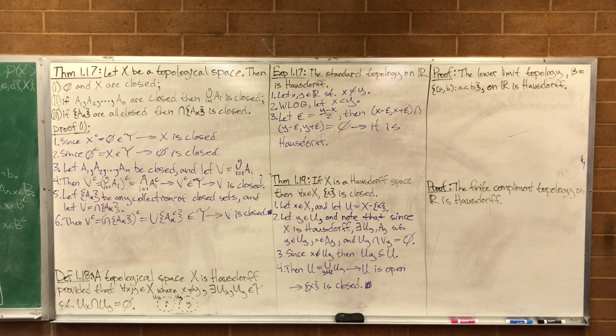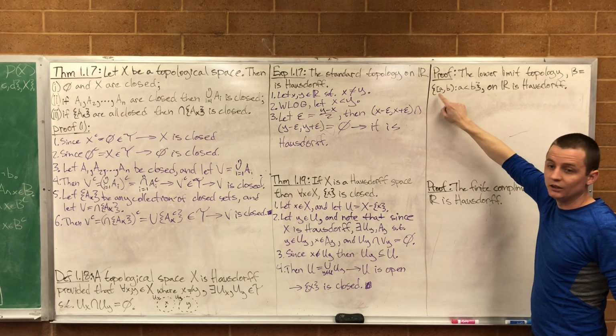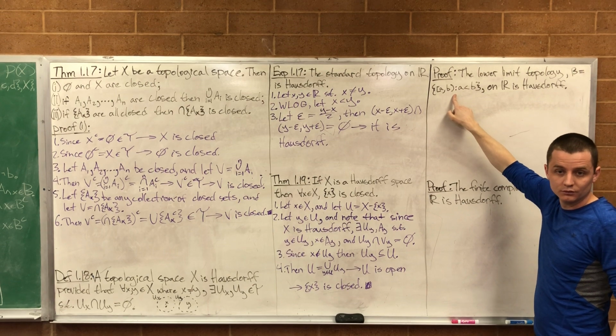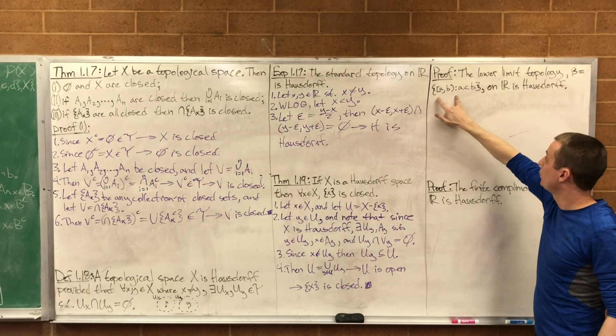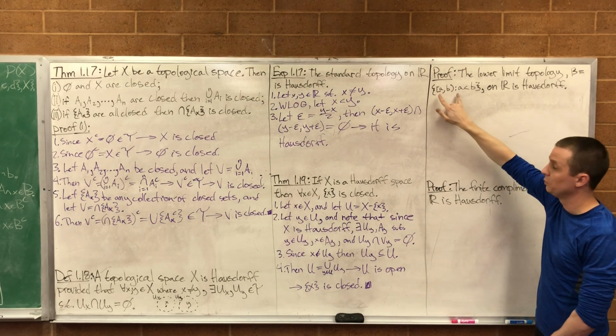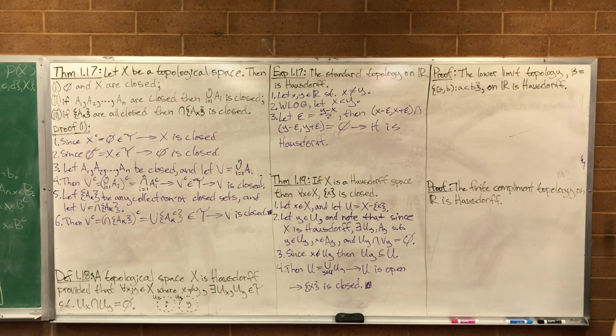I don't think we've gone over the lower limit topology. The lower limit topology is when your basis is intervals like this. Include the bottom, don't include the top. The standard topology was open intervals. The lower limit topology, we include the bottom point, we don't include the top point. Now notice in this topology, every set that's open is also closed.